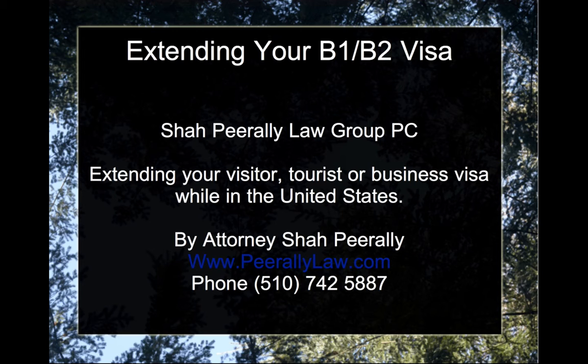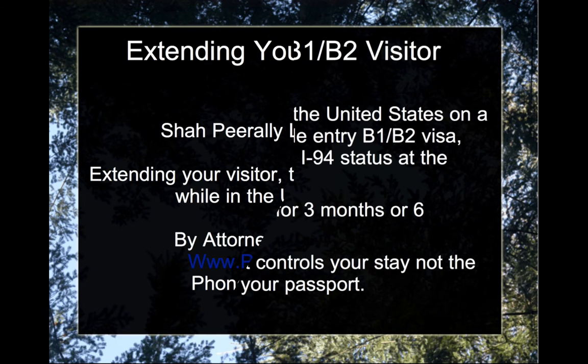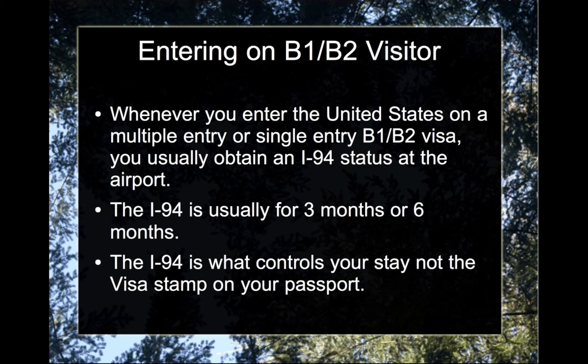When you go for the stamping, they will usually give you a multiple entry stamp or visa on your passport. But when you enter the United States, it's not that 10 years. For example, let's say they give you a 10-year stamp on your passport, that doesn't mean you can stay 10 years in the United States. At the airport, they will give you something called an I-94 form, and that I-94 form is usually for 3 months or 6 months, and that's what's going to control your stay in the United States.